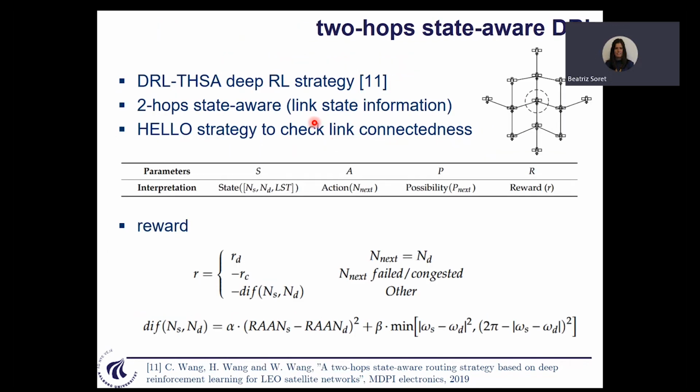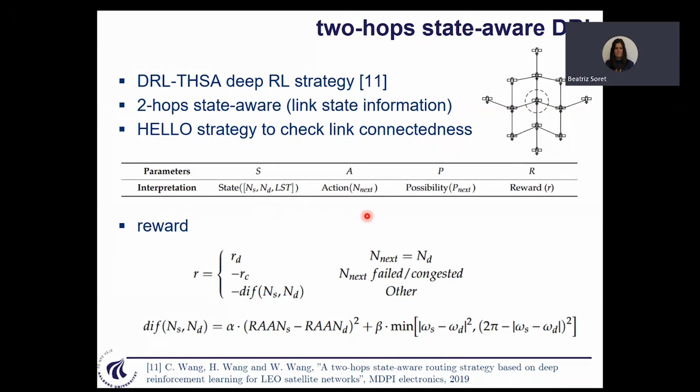And the second example, they use these two hops, state-aware deep reinforcement learning. And it's a simple concept. In the figure you can see, it just means that I will just consider two hops from me to do the decision. And they have some hello strategy to check if the links are available or not. So hello means that they will send hello messages, and then if they don't receive an ACK, then they consider that the link is not available.